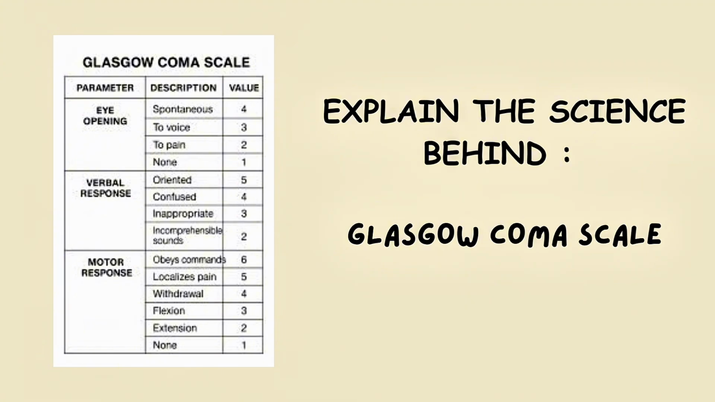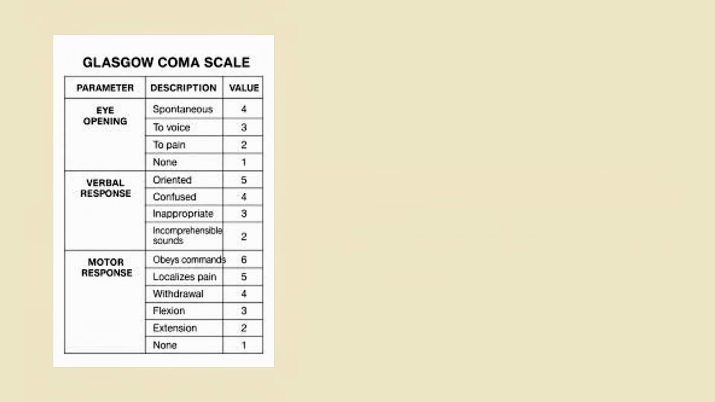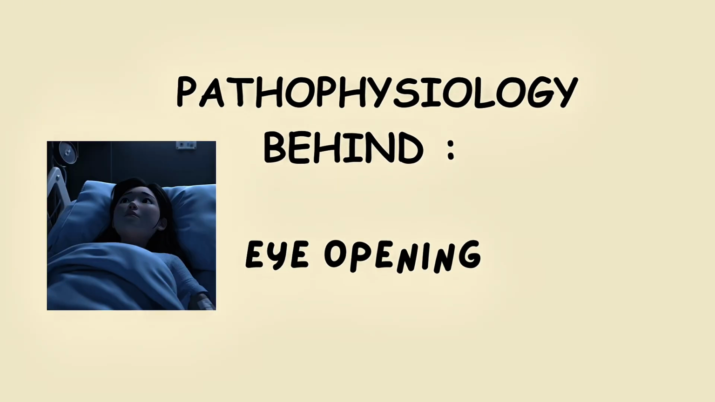What is the Glasgow coma scale? The Glasgow coma scale is basically a tool that is used to measure a patient's level of consciousness, or more accurately, their level of loss of consciousness. Although it looks simple, it reflects the brainstem, thalamic, and cortical function. Today, we're going to be focusing on eye opening.